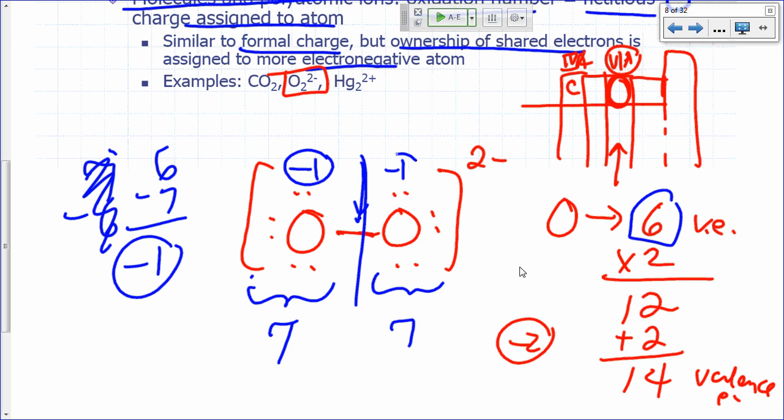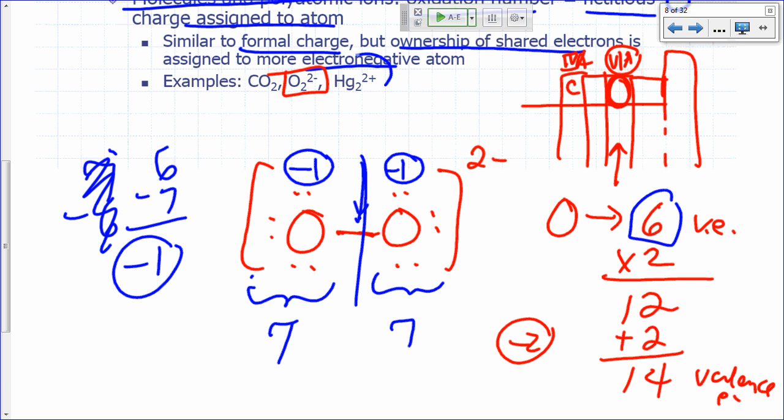The oxidation number of this other oxygen is also -1. It's as if each oxygen gained 1 electron. So we say the oxidation number is -1. They don't have a charge of -1. The pair as a whole has a charge of -2. Okay? But it's as if each one has a charge of -1.